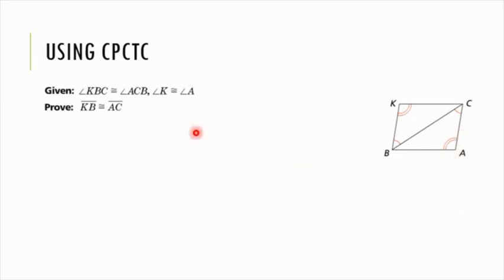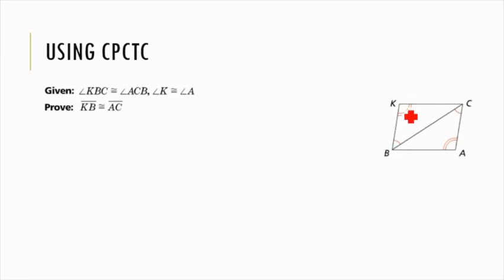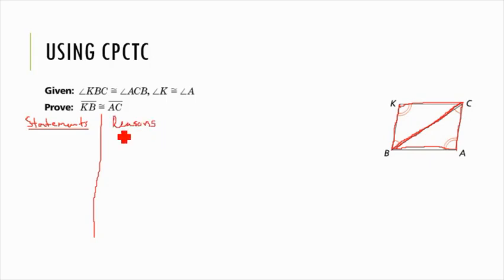Now, first you might think, well, there's no way we can do that. But if we can prove that these two triangles, KBC and ACB, are congruent, well, then their corresponding parts will be congruent as well, and we can prove that KB equals AC. So I'm going to start, like I always do, with a statements column, and right next to it, a reasons column for why I can make each statement.